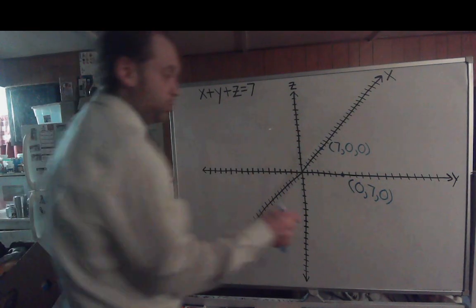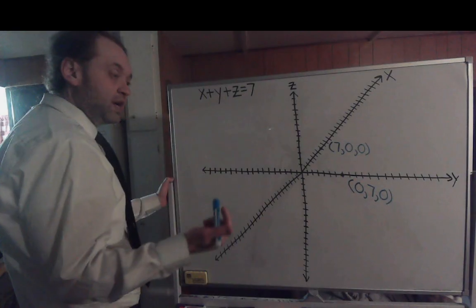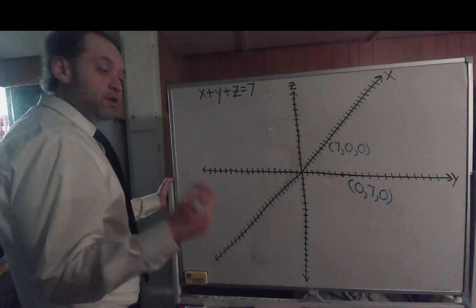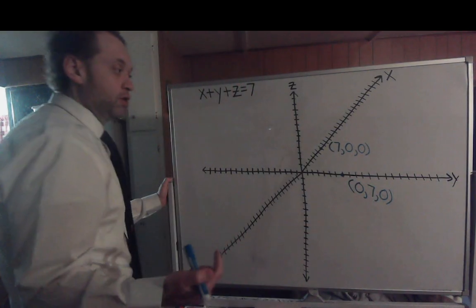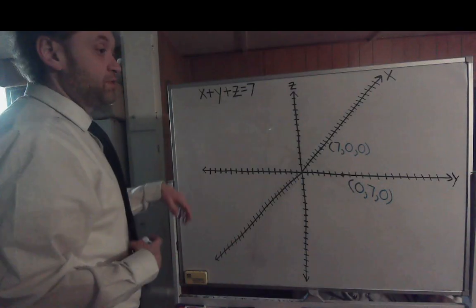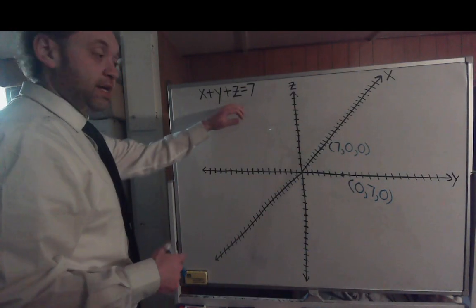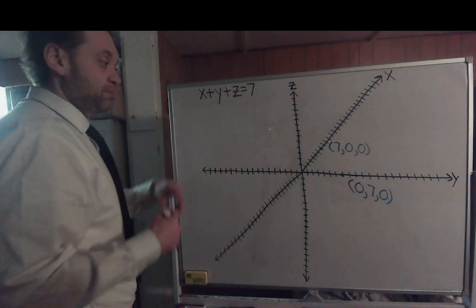And then for your y-intercept, that's where it crosses the y-axis. Your x-coordinate would always be 0. In this case, your z-coordinate will always be 0. And then to solve for the z-intercept, just set x and y equal to 0. You get z at positive 7.